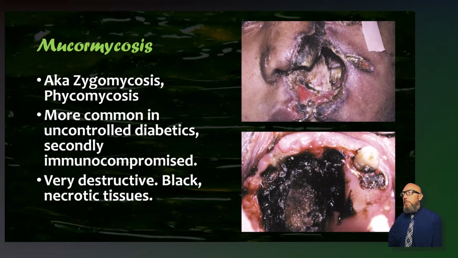Mucormycosis is another form of fungal sinusitis, also called zygomycosis, more common in an uncontrolled diabetic, and then secondarily the immunocompromised. This one is very destructive, if you notice by these images, producing black necrotic tissue. There is a predisposition in the ketoacidotic diabetic related to elevated serum iron, which supports fungal growth. This is the one in the group to take seriously. As you can see here, it can be rapidly destructive.